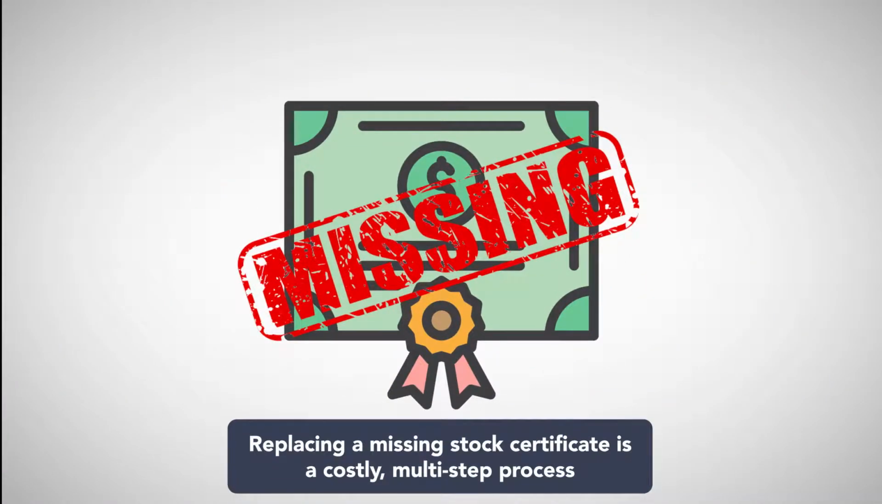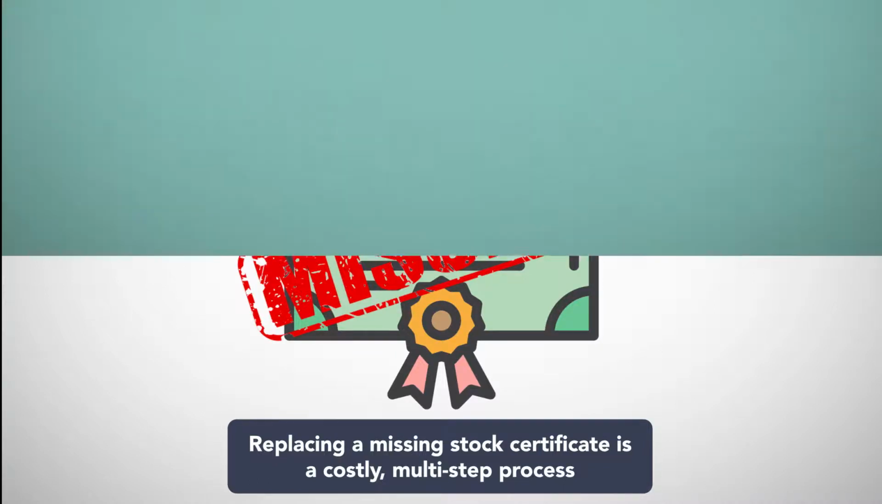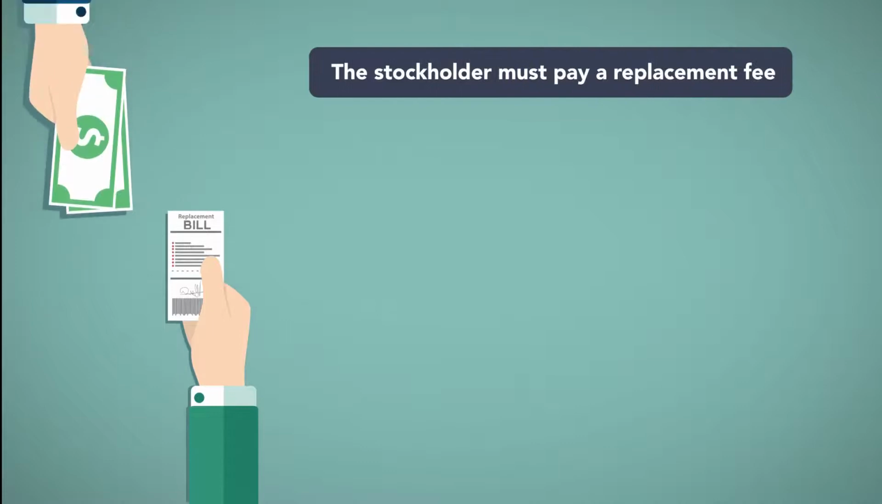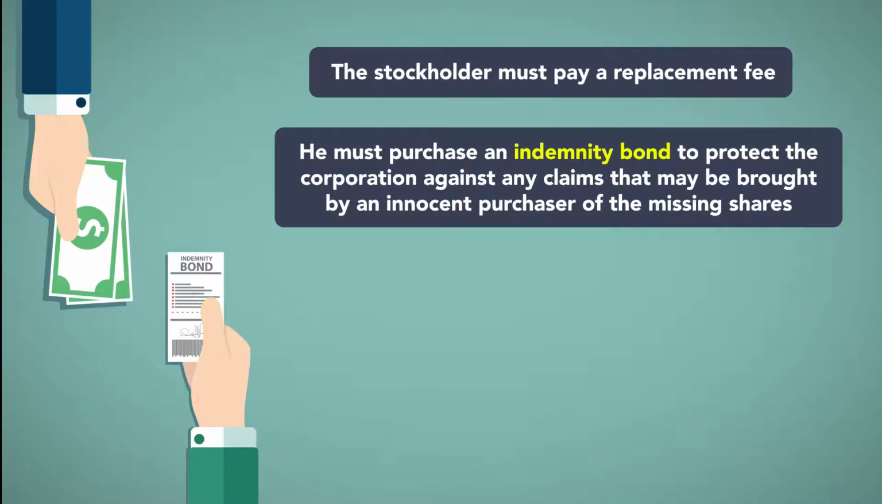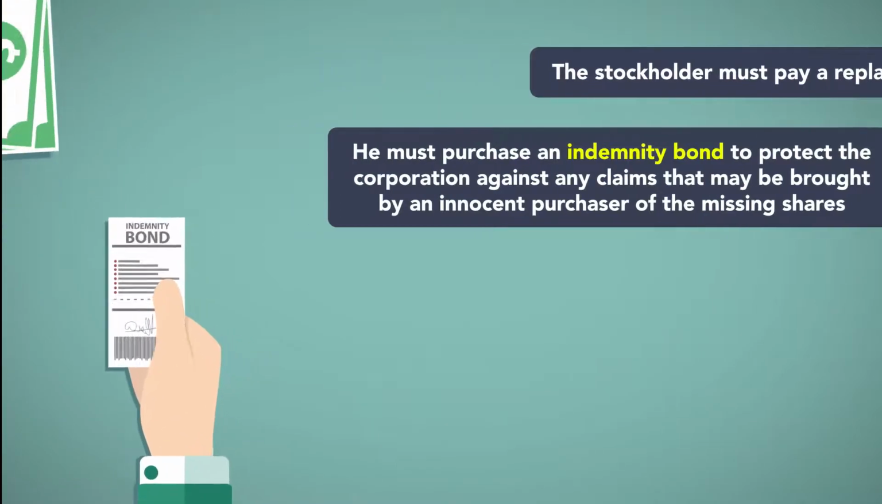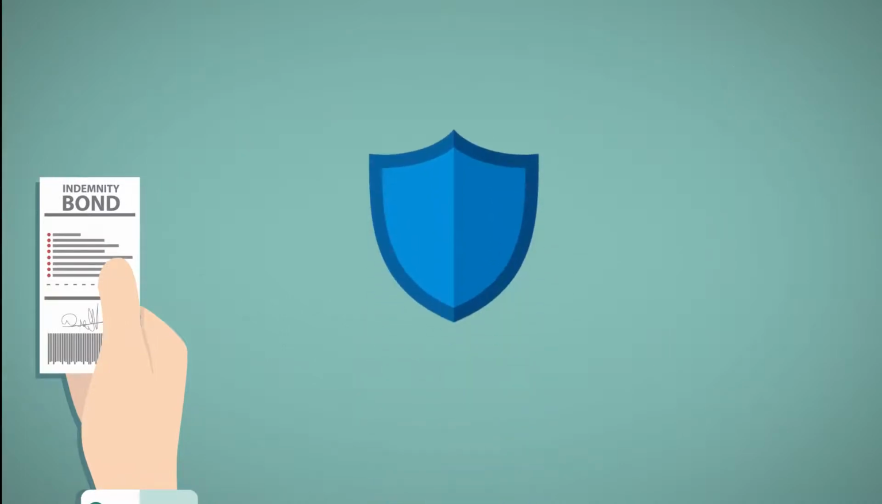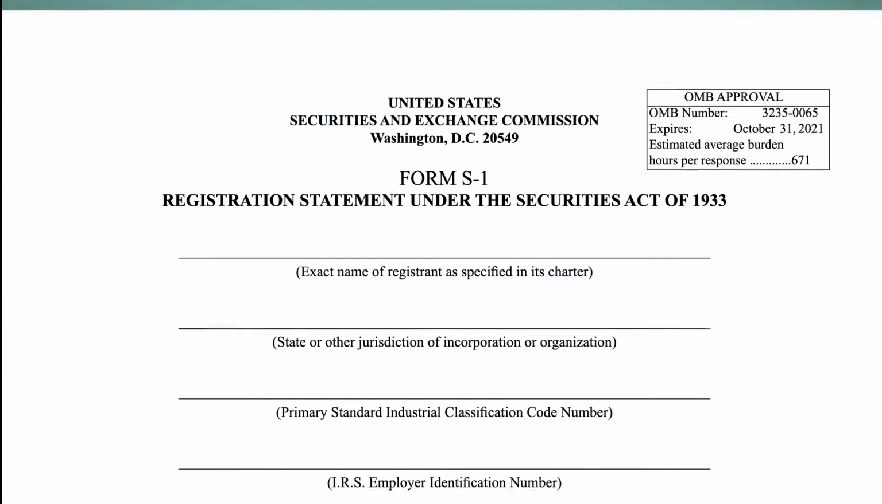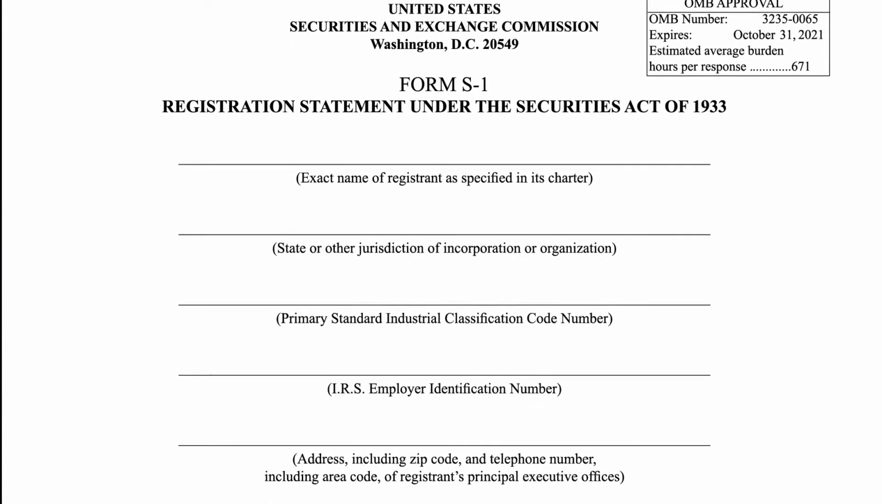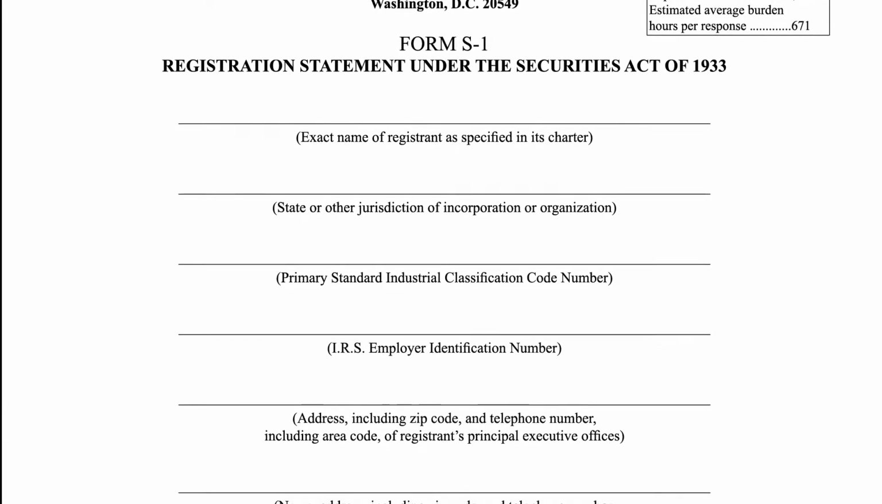Replacing a missing stock certificate is a costly, multi-step process. First, the stockholder must pay a replacement fee. Second, he must purchase an indemnity bond to protect the corporation and, if applicable, the transfer agent against any claims that may be brought by an innocent purchaser of the missing shares. This bond functions as insurance for the issuing company and can be costly. Generally, an indemnity bond costs between 2 and 5% of the current market value of the shares represented by the missing certificate. Registration forms that do not require paper certificates, of course, bypass many of these potential problems.